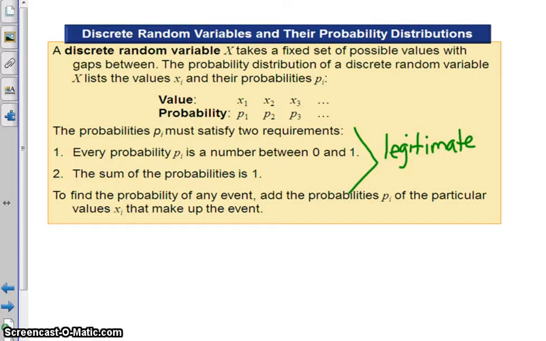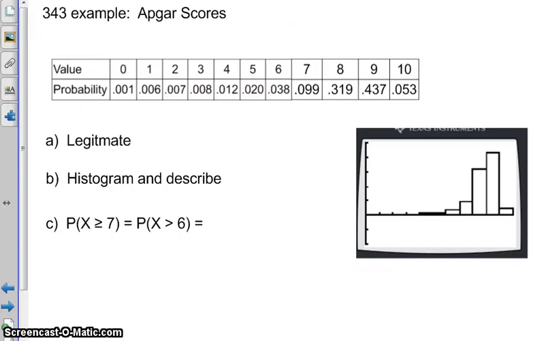We still want to go through and check to make sure they're legitimate, which means, again, every probability has to be between 0 and 1 inclusive, and they have to add up to 1. Here's one of the examples. They talk about Apgar scores, and one of the things they ask is whether it's legitimate. So we have to check: do they all have probabilities between 0 and 1 inclusive? Yes. And do they add up to 1? Yes.